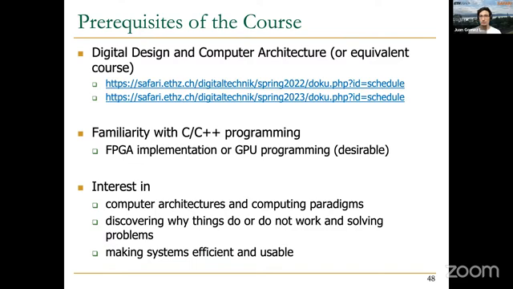You are expected to have familiarity with C and C++ programming. This is important for many different potential projects like programming heterogeneous architectures, doing simulation work, etc. So we expect that you can program, and if you also have some basic knowledge of FPGA programming or GPU programming, that will be even better.